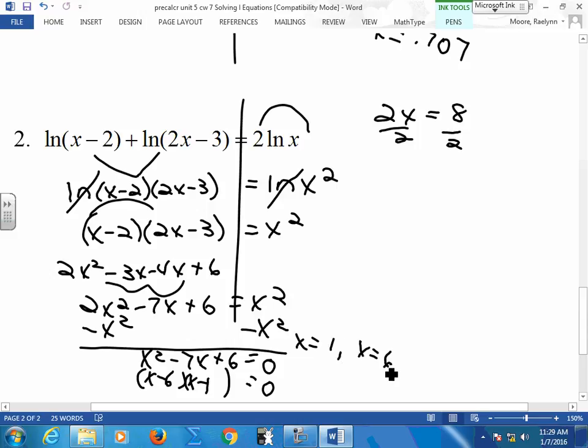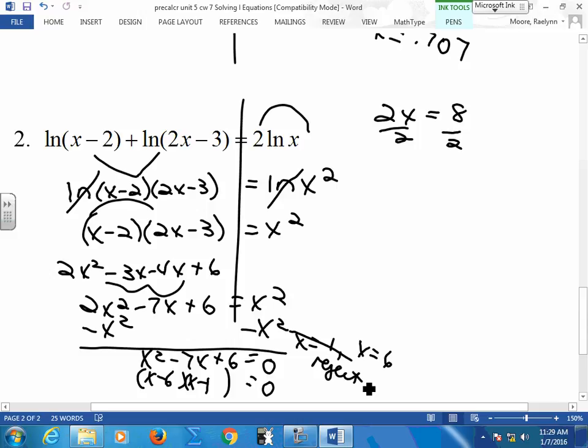Now, I need to check those guys. I have to make sure that I'll never take a log of a 0 or a negative. So I come up here. And the same thing when you work with radicals or absolute values. I put a 1 in here. What happens when I do 1 minus 2? Negative. I can't take the log of a negative number. So I have to say reject.